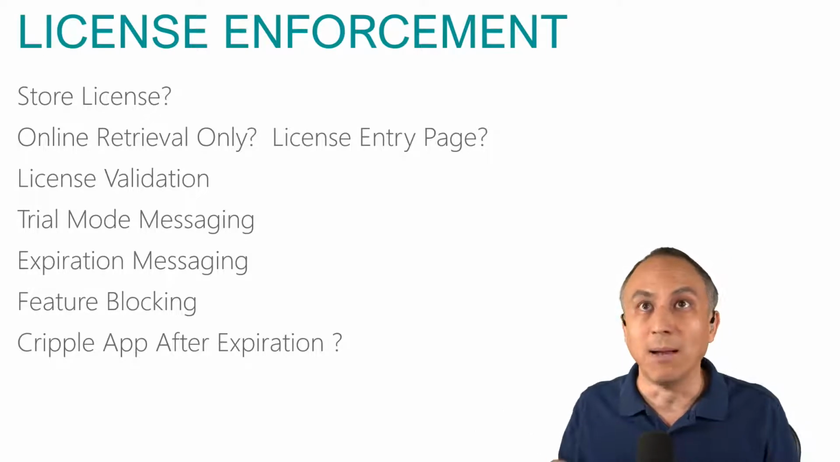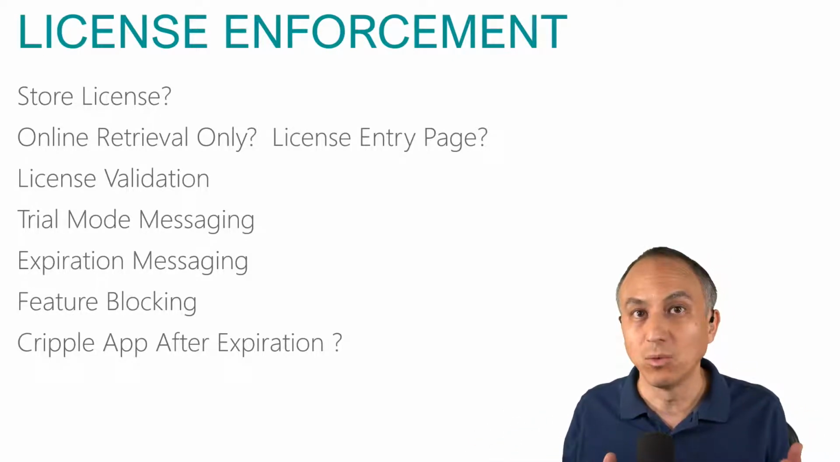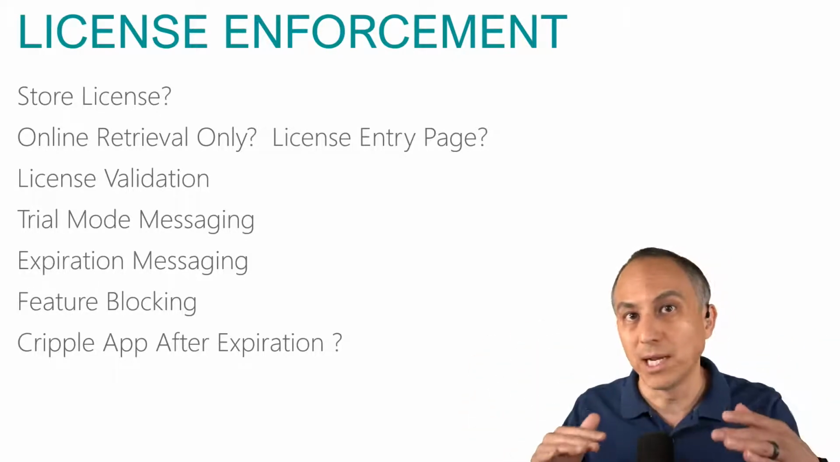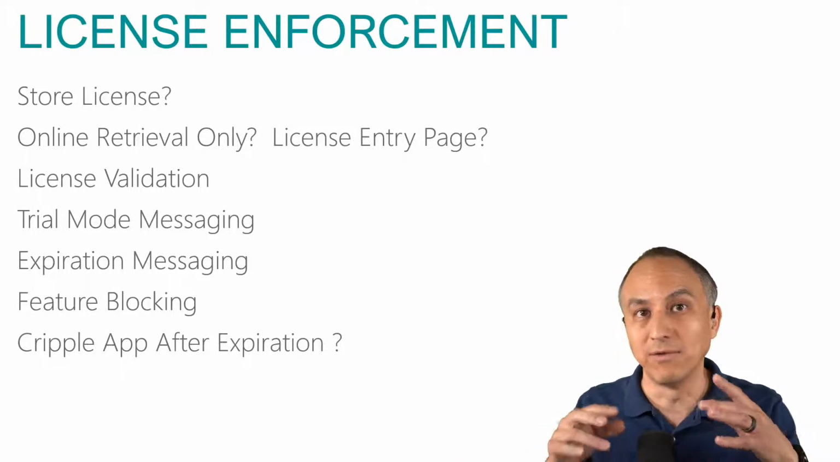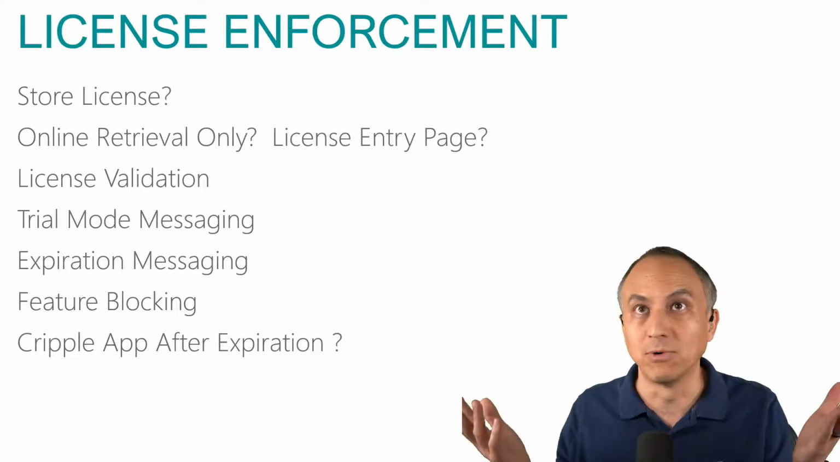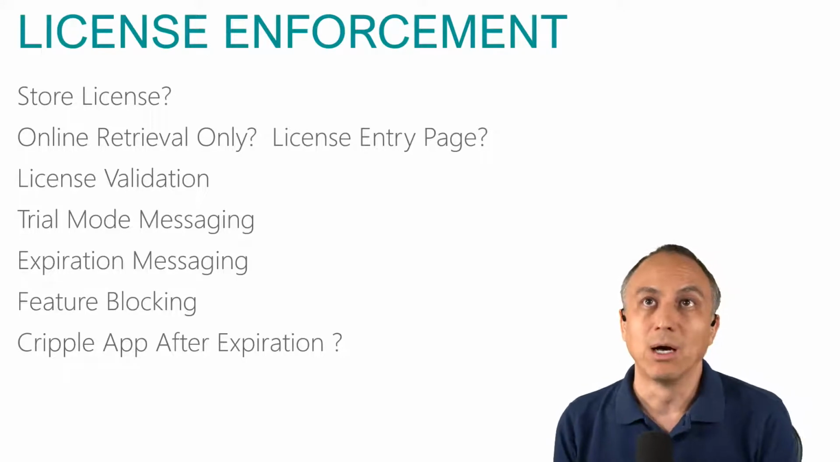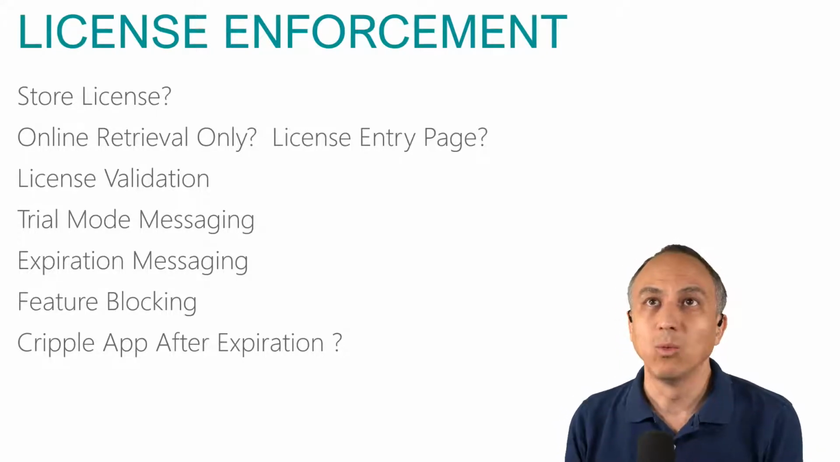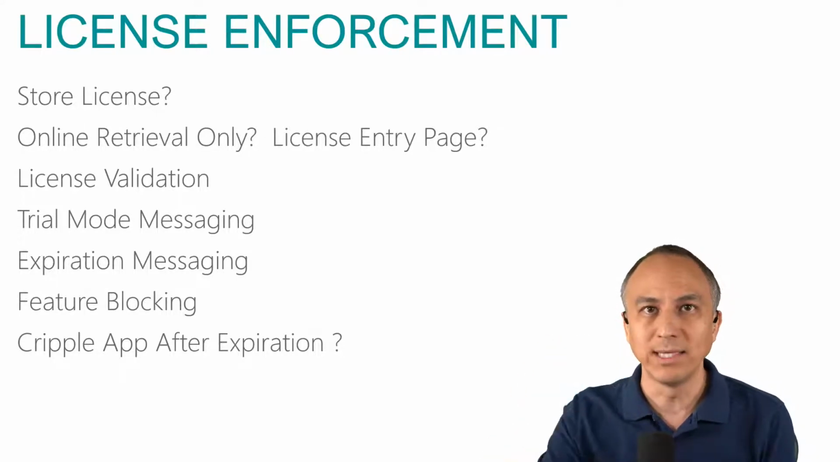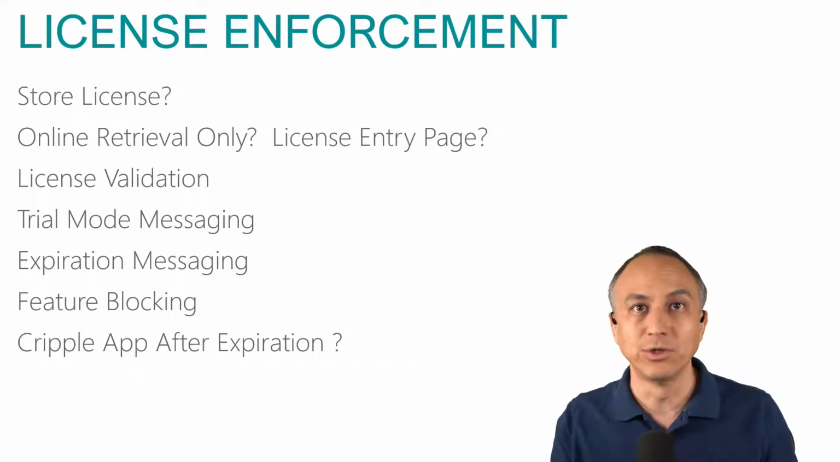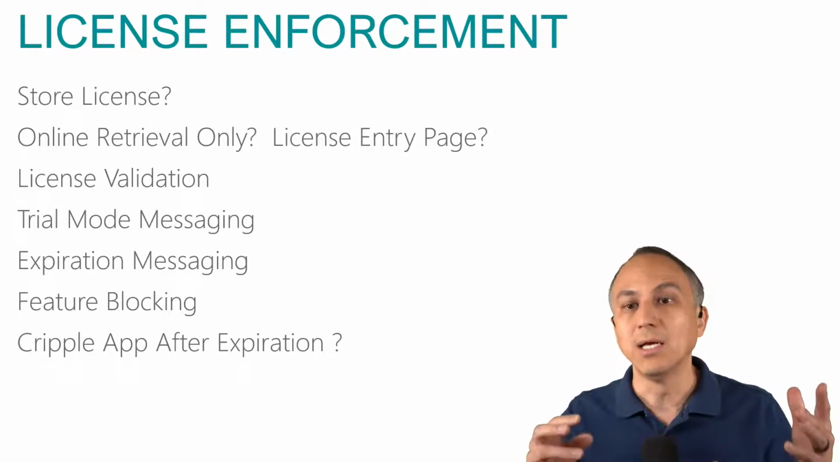I don't know yet. I'm hoping online license validation works fine, but I'm fully prepared to need a fallback of a license entry page, right? That's what we would do in the on-prem world. And then once you validate the license, how do you read that? How do you validate it? How do you ensure the license integrity?